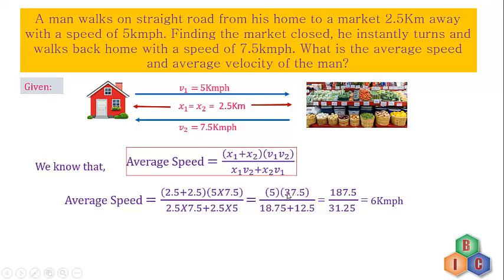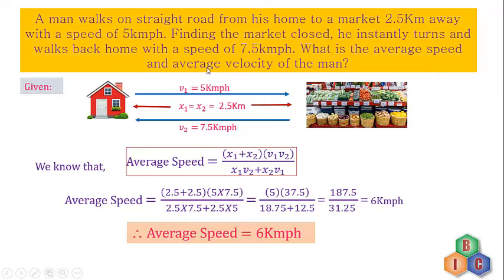Into 5 into 7.5, that is 37.5, divided by 2.5 into 7.5, which is 18.75, plus 2.5 into 5, which is 12.5. Adding the terms in the denominator and multiplying the numerator, 5 into 37.5 is 187.5, divided by 18.75 plus 12.5, which is 31.25. Now dividing 187.5 by 31.25, we get the answer as 6 kilometers per hour. So the average speed of the man is 6 km per hour.